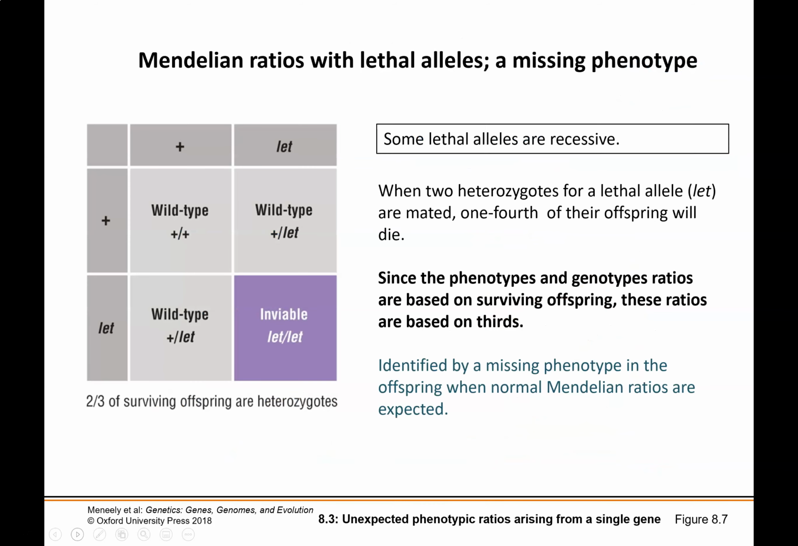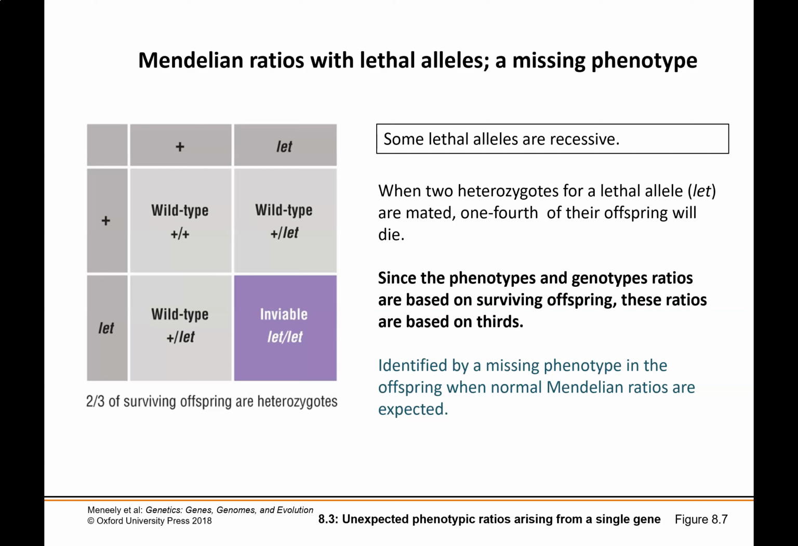One more that we're going to talk about for this lecture is something called lethal alleles. So basically, in a lethal allele, you end up with a missing phenotype in your offspring. Now, that doesn't mean that individuals don't have that genotype and phenotype. It means they don't survive with it. So let's say we have a wild type allele. Remember, wild type is often referenced by a plus sign. And then our book is labeling the lethal allele as LET for lethal.